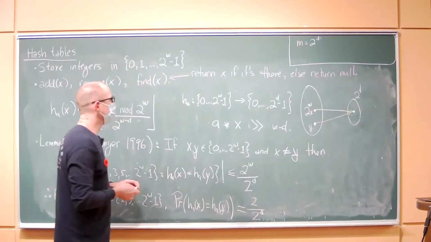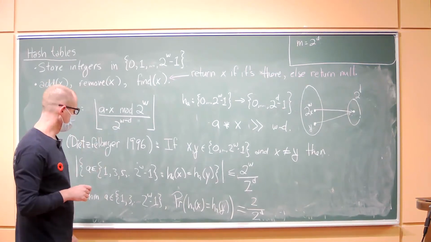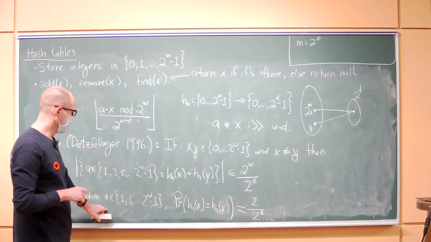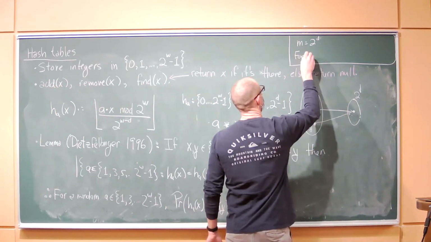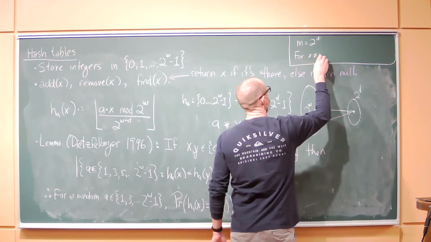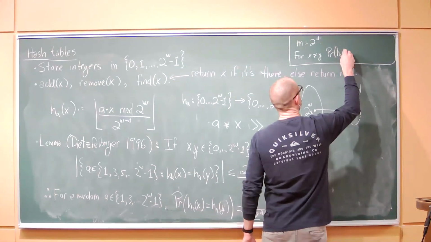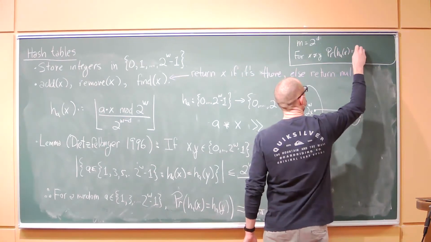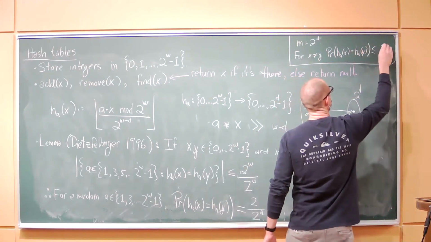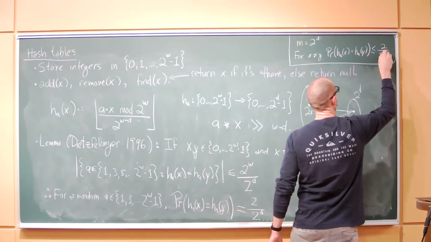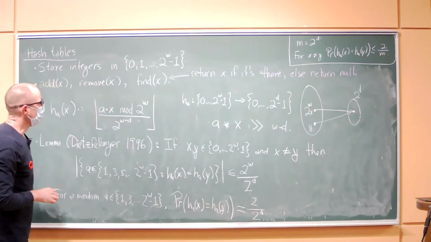Okay, good. So let's just remember, for x distinct from y, the probability that h_a of x equals h_a of y is less than or equal to 2 over m. Okay. That's what I want you to remember from there.